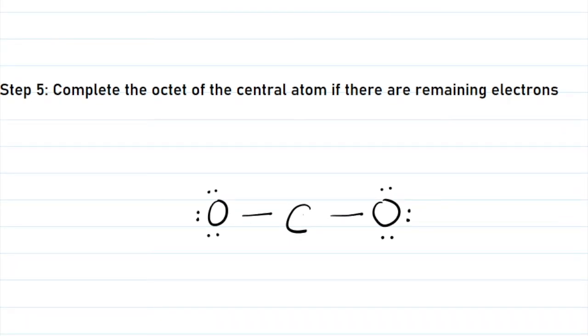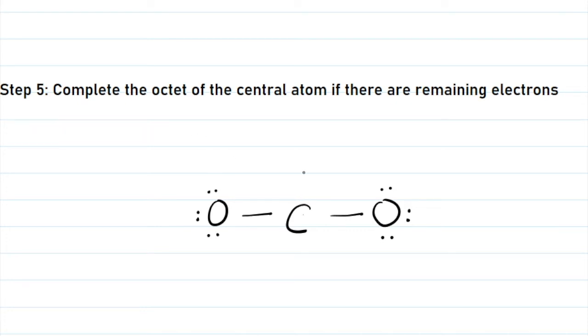For step 5, you have to complete the octet of the central atom if there are remaining electrons. What this basically means is that the octet rule is where the central atom has the tendency to have 8 valence electrons in total. If you look at carbon, it only has 4 valence electrons, and since there are remaining electrons, we can draw them in with another bond.